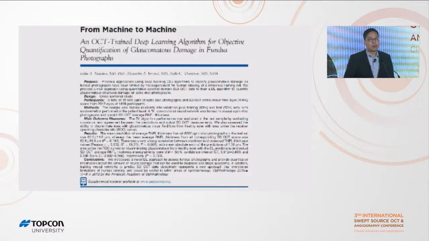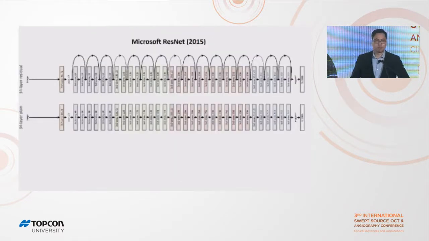And then we have a new paper, which was published just a month ago. And this time, it's not just about determining whether there is or there's no glaucoma, but it's about using fundus photograph to predict average retinal nerve fiber thickness. So they used retinal nerve fiber thickness measured by OCT, and then they compared it with the neural network predicted average retinal nerve fiber thickness.